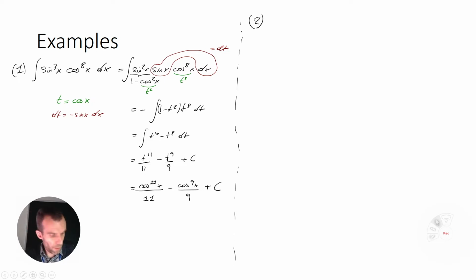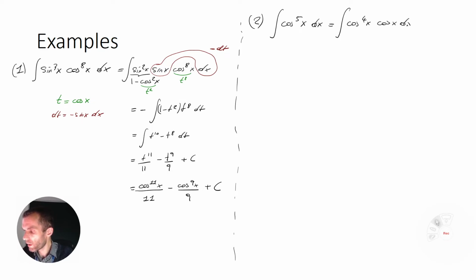For the second example, let's do something similar. Let's look at the integral of cosine to the power 5x dx. So again, we have an odd power. So let's write it as cosine to the power 4 times cosine x dx. And I hope you see the pattern here. I'm going to keep that cosine x dx aside, because if I make my substitution, probably these two terms are going to give me the differential.